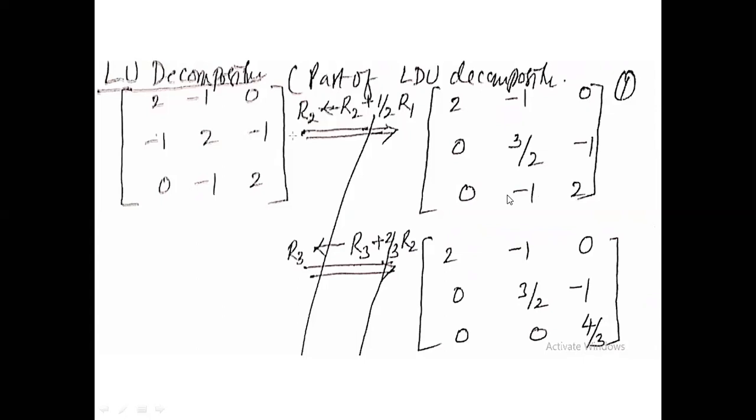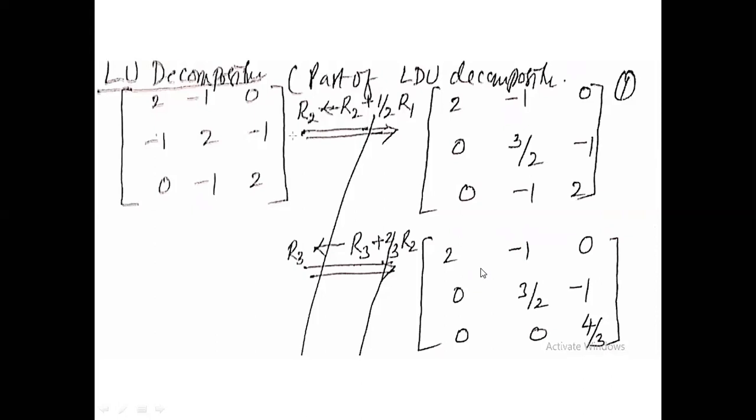-1 plus 2 by 3 into 3 by 2, which will make it 1. So -1 plus 1 will make it 0. And 2 plus 2 by 3 into -1, so 2 minus 2 by 3, that will make it 4 by 3. So now if you see, this matrix is in the form of an upper triangular matrix. Right? So it has diagonals here, and all the values below this main diagonal are zeros.